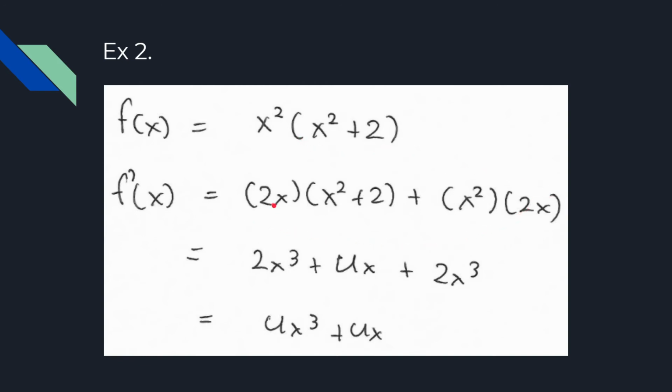You're going to distribute this using FOIL, and you're going to end up with 2x cubed plus 4x plus 2x cubed. And this is going to simplify, or collect the like terms, right, into 4x cubed plus 4x.